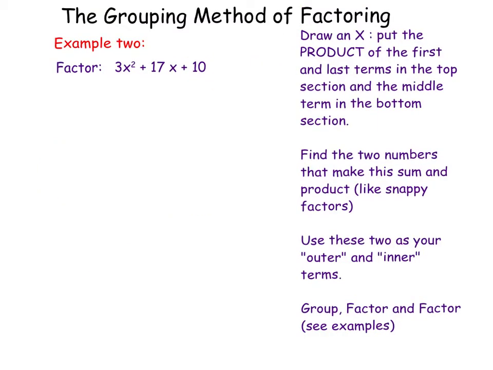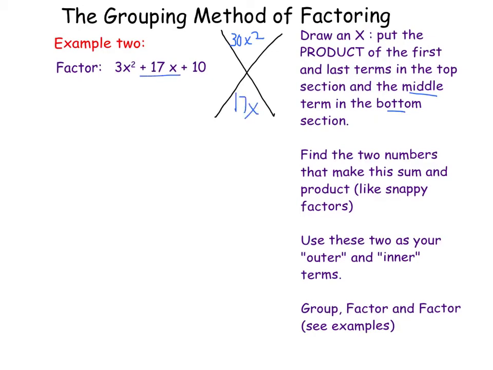So I have many examples, actually 4 examples, because I think that it really does take some practice to wrap your head around this method, even though it really is the easiest. So the first thing we're going to do is draw our x. There's our x. We're going to multiply, so we're going to take the product of the first and the last. So 3x squared times 10x is 30x squared, and we're going to put it in the top. Then we're going to take the middle term and put it in the bottom, so 17x.